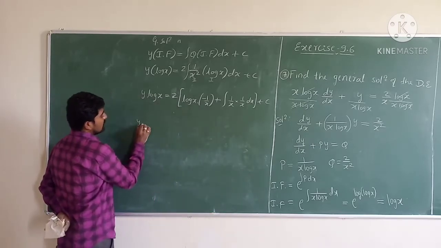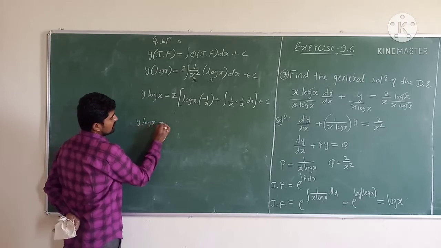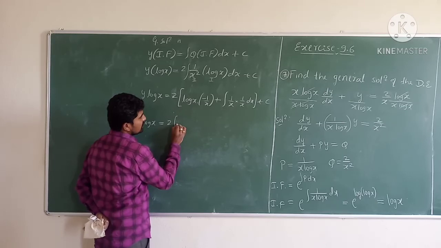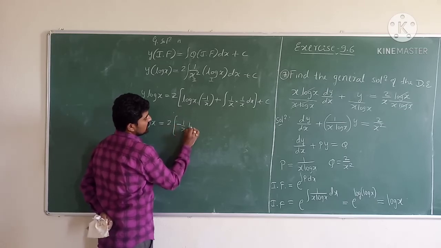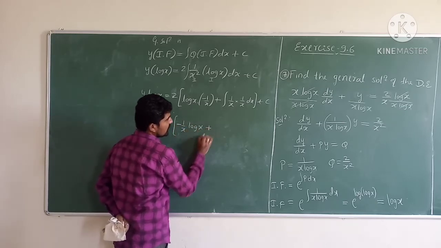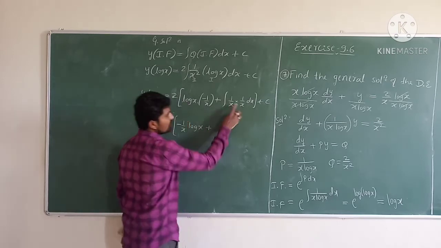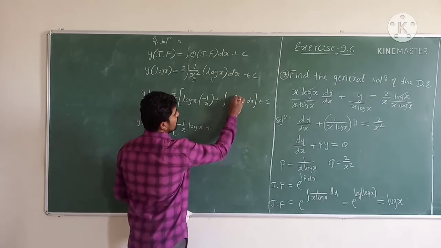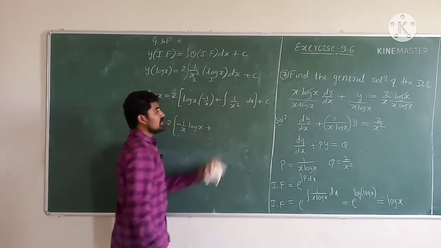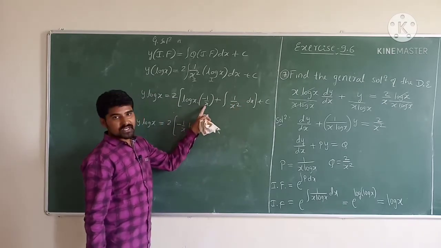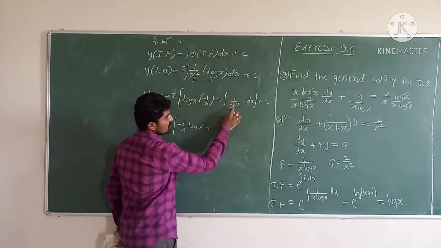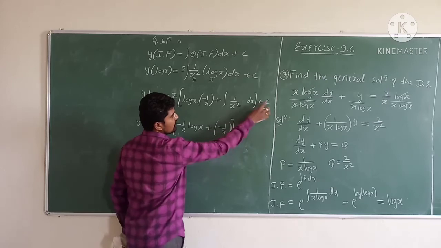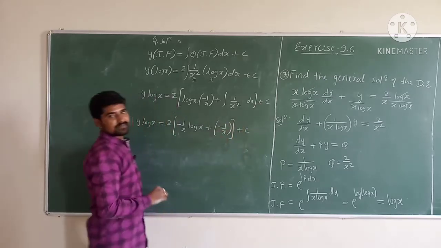So y into log x is equal to 2 into minus 1 by x into log x, minus 1 by x into log x, plus integration of 1 by x into 1 by x, which is 1 divided by x square. And the integration of 1 by x square is minus 1 by x. So the integration of 1 by x square is minus 1 divided by x plus integral constant c.